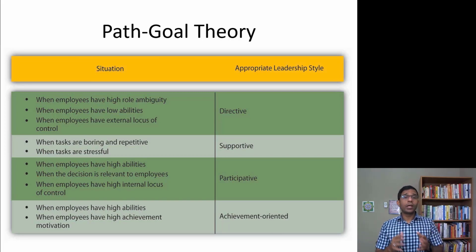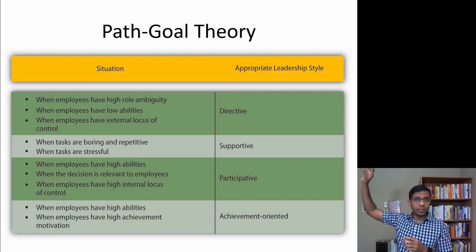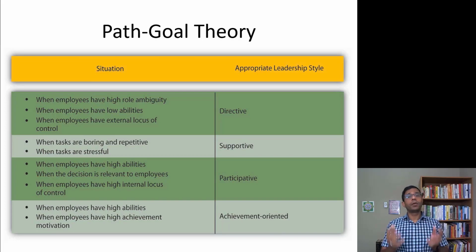When tasks tend to be boring and repetitive, and when they are stressful, during these situations you have to provide a more supportive leadership style. Also, when they have high need for affiliation, which we have discussed. When employees have high abilities, they are highly able people. When the decision that you are taking is relevant to them, it is not about some unrelated issue, but relevant to the lives of those employees. And when employees have internal locus of control. During these three situations, you engage in more participative leadership style.